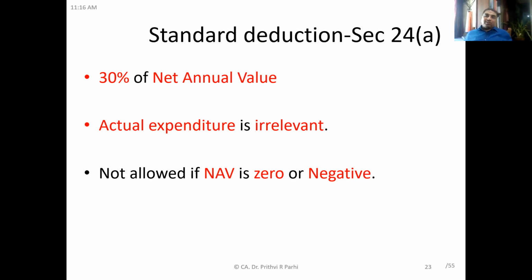So annually 30% is allowed so that the owner of the house can maintain the house. But the owner's actual cost may be much more than that, or maybe less. The owner may not be spending anything also. So here actual expenditures are irrelevant. Right, 30% flat on the net annual value will be allowed. But if NAV is 0, then 30% will be 0 anyway. If NAV is negative, it will not be allowed. Only when there is positive NAV on which tax is to be paid, then 30% of the net annual value will be allowed. Yes, sir. Okay.